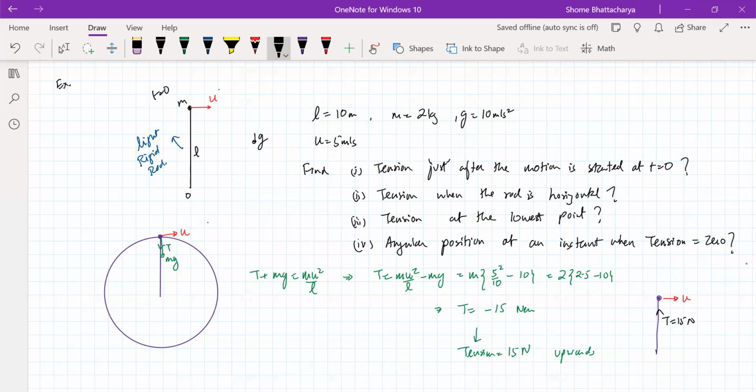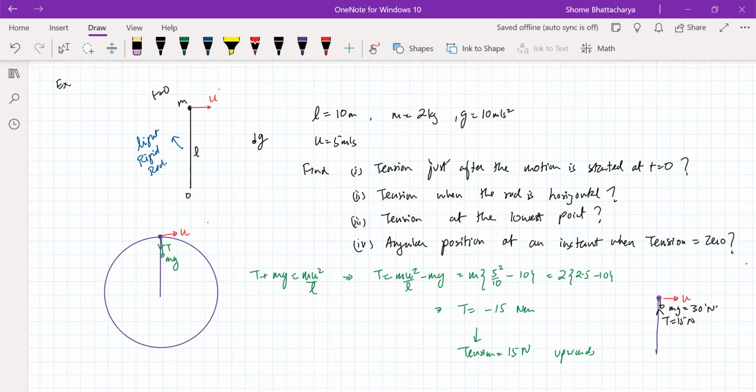For example, if we had not given any speed and just tried to keep this particle in equilibrium, we would have seen that the tension would have been 30 newtons. It has become less than 30 newtons, but it has not become in the opposite direction. Okay, this is clear now? Yes, sir.